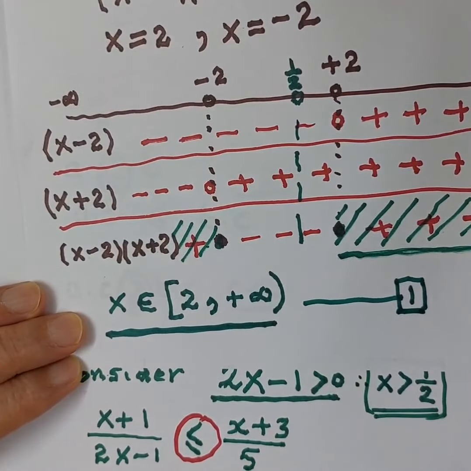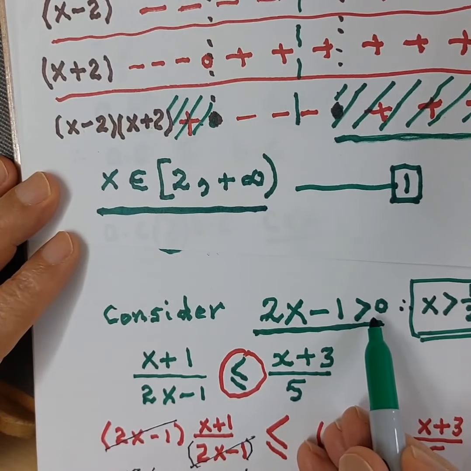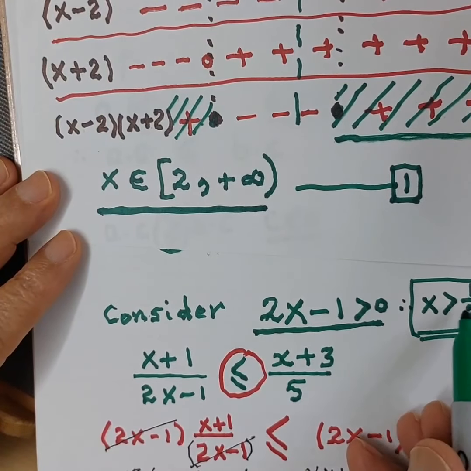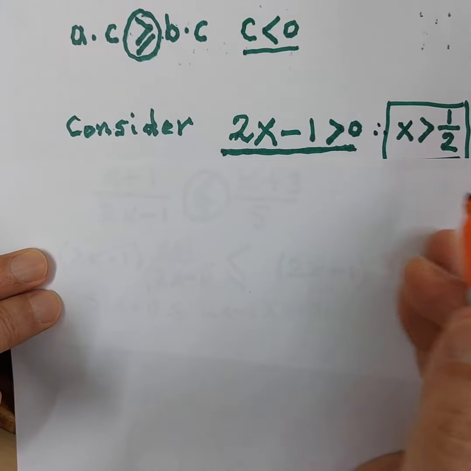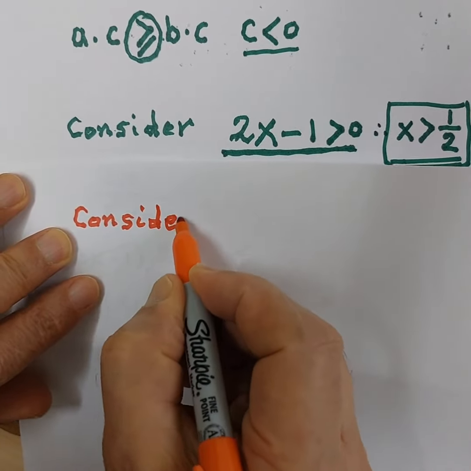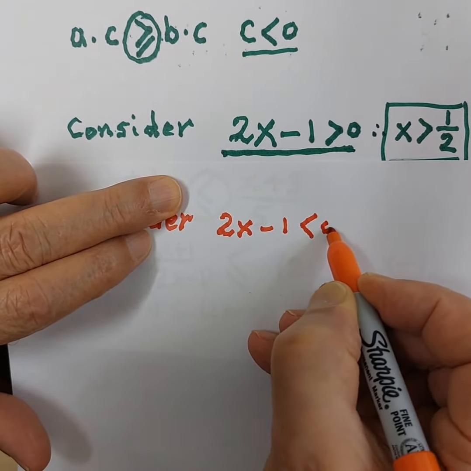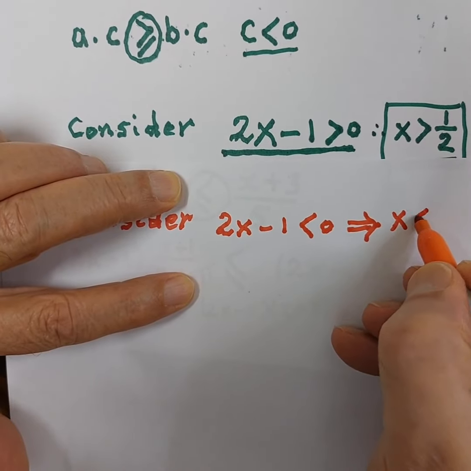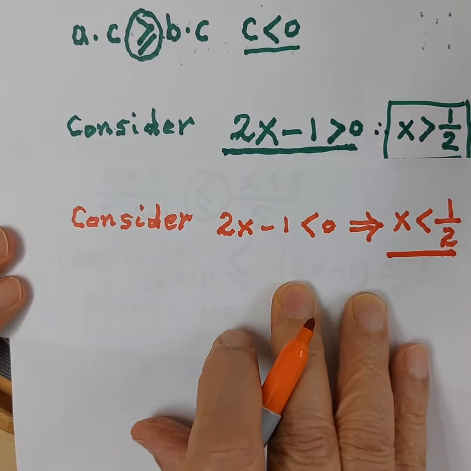The case number 1. We will discuss again the same situation, but with the condition that this is not positive, the condition when this is negative, which will give me x is less than 1 half. We'll discuss this right now. So the second case, we will consider 2x minus 1 is less than 0, which will lead to x is less than half. This condition, we will take it in our consideration when we write the answer for this case.